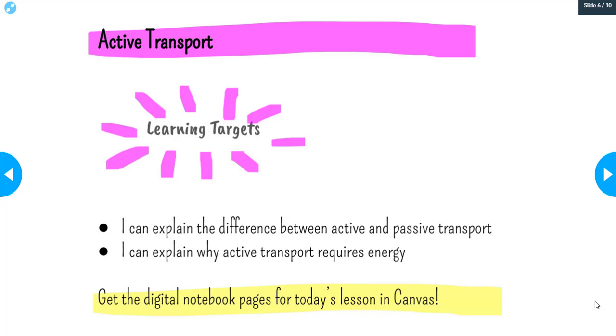So if you remember back to when we started talking about passive transport on Monday, we said it was with the concentration gradient, right? Molecules move from high to low concentrations to reach equilibrium. They want to even things out. And that doesn't require any energy output by the cell. So active transport is going to be kind of the opposite.